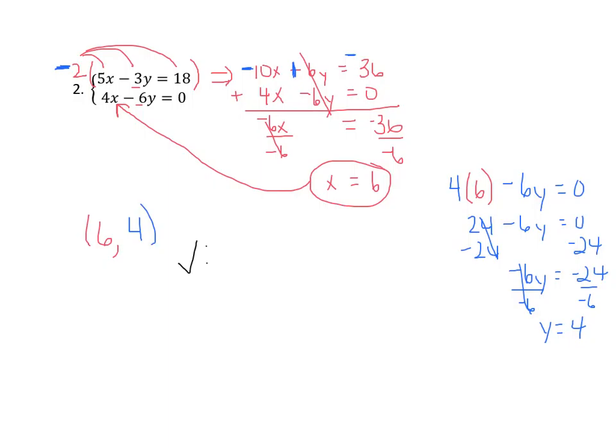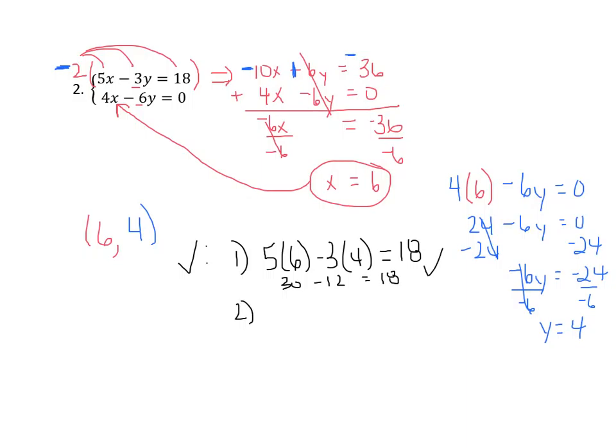When I check it with equation number 1, I have 5 times 6 minus 3 times 4, and if I did it correctly, that should equal 18. Let's check it. 5 times 6 is 30, minus 3 times 4, that'd be minus 12, and that is in fact 18, so that checks.